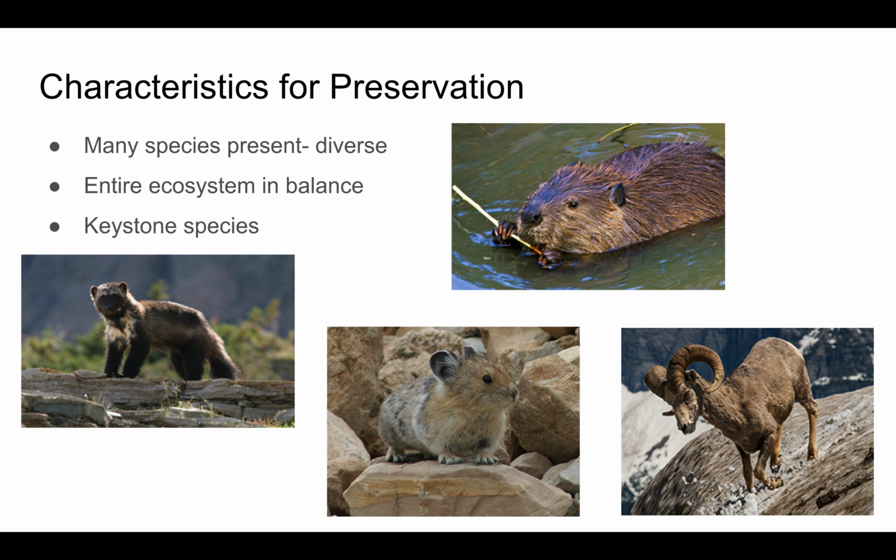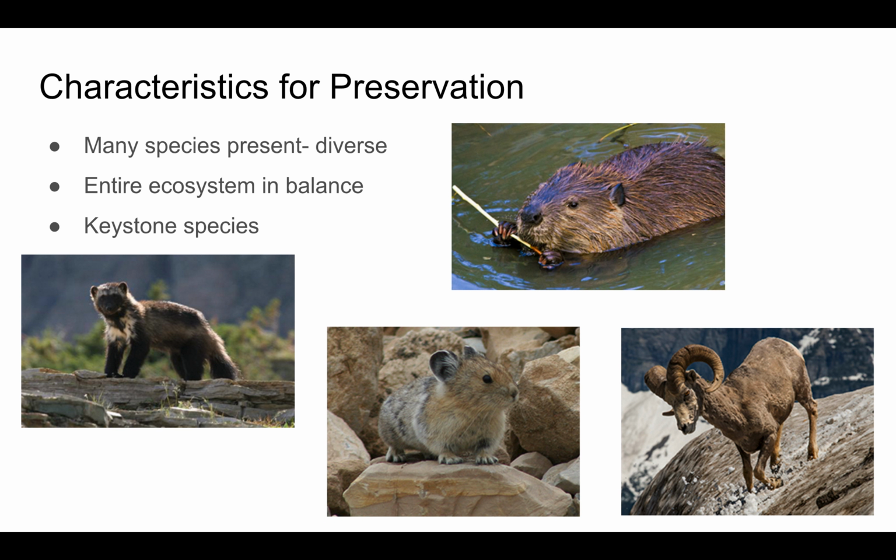Characteristics for preservation. Glacier National Park is home to many diverse species of animals, ranging from amphibians to mammals. Glacier National Park has 6 different species of amphibians, 276 different kinds of birds, 71 species of mammals, and 4 species of reptiles. The glaciers are home to species that are both native and invasive.